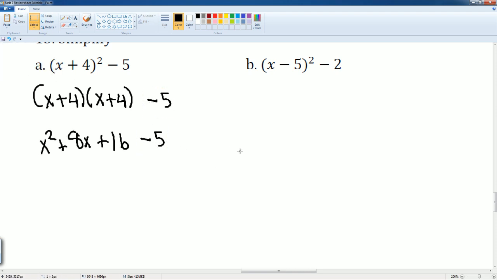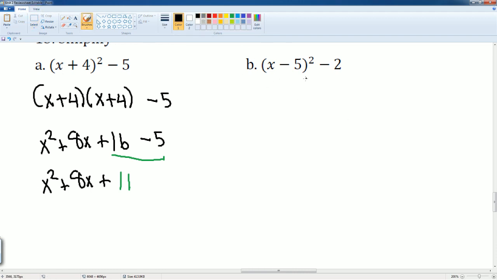Good. So what are you left with? Well, we know that these two are like terms. 16 minus 5 gets you 11. Everything else is the same. So what is your final answer? Your final answer is x squared plus 8x plus 11. Okay, same thing from before. Let's take a look at b.